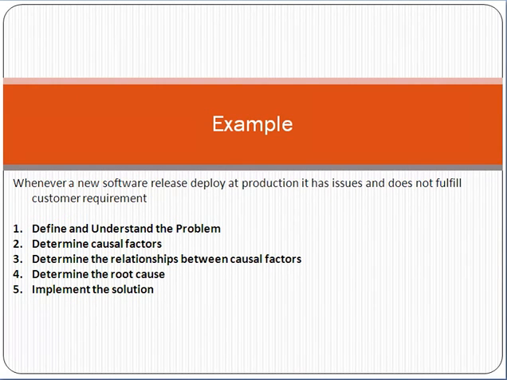Example of that, friend, a very simple example I want to give here. Whenever we deploy an ABC release on production, it has issues and the customer is not satisfied with the release. It happens each and every time. Whenever you deploy a release at production, it has issues. So what is the approach here by using the root cause analysis?